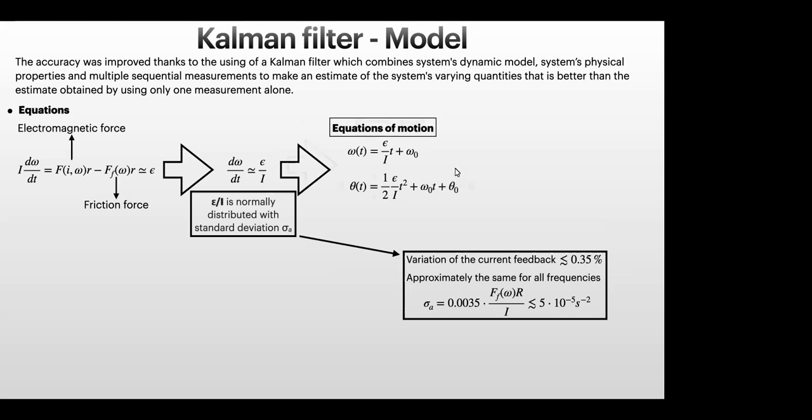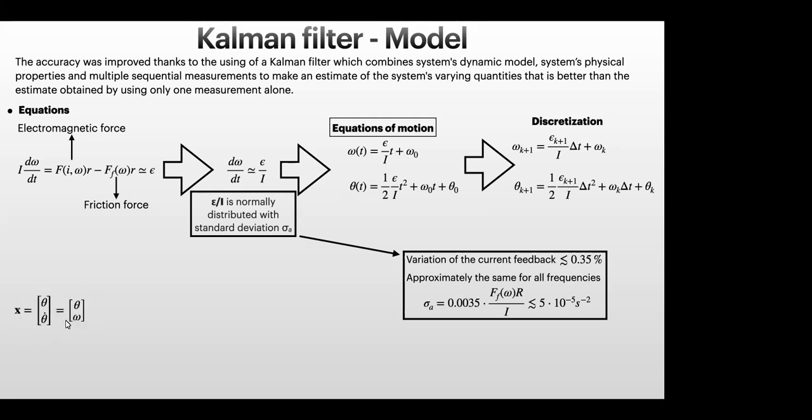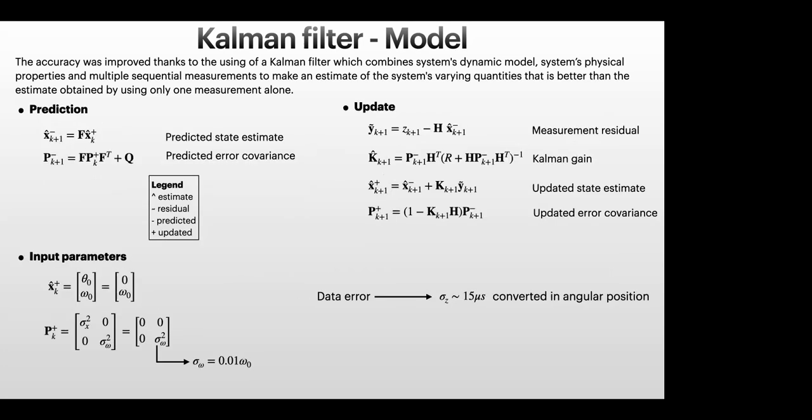We can also discretize this equation, and we can write it in a more compact way. But this is not important at the moment. What we did with the Kalman filter is, as I said before, to predict the state of the variables we are analyzing. We make a prediction of the covariance matrix, that is the other important parameter.